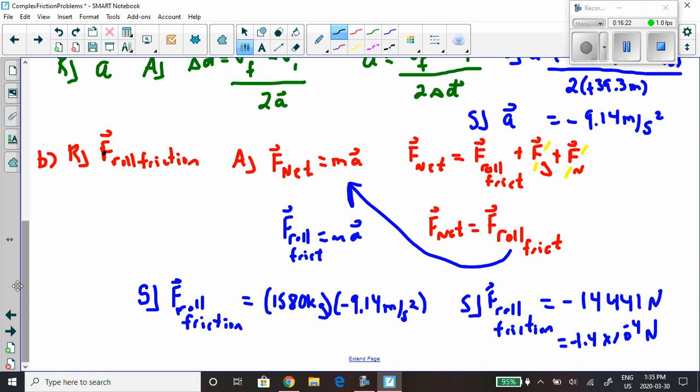And that leads us to substitution, where we can plug in the numbers. Force of rolling friction is equal to the mass of the object times the acceleration it's undergoing. Negative value, it's slowing down. I plug in my numbers and I get a solution here. Force of rolling friction is negative 1.4 times 10 to the 4 newtons. So that's quite a bit of deceleration.